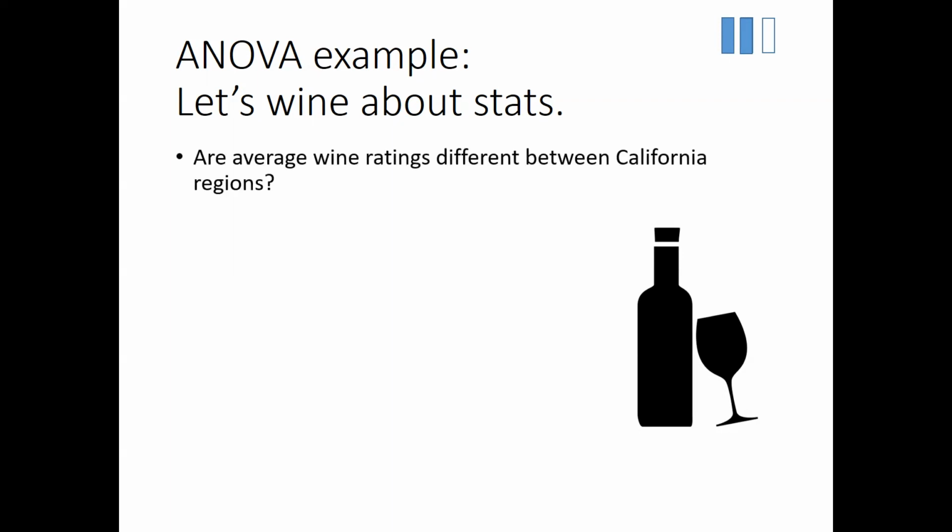So I found sommelier ratings and prices of wines across the world. We're going to focus today's example on wines from California. And I'm going to give you a heads up: your homework's going to be on wines of Oregon, which are my favorite wines from the Willamette Valley. So yes, Kara, I guess that was not a nod to your location. But nonetheless, are average wine ratings different between the various regions that produce wine in California?